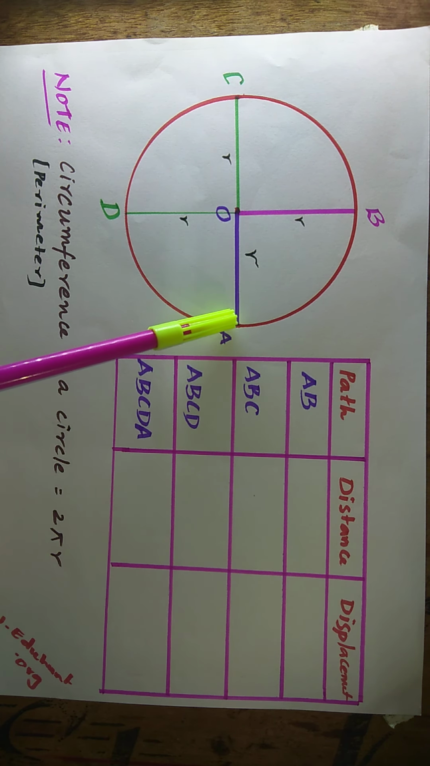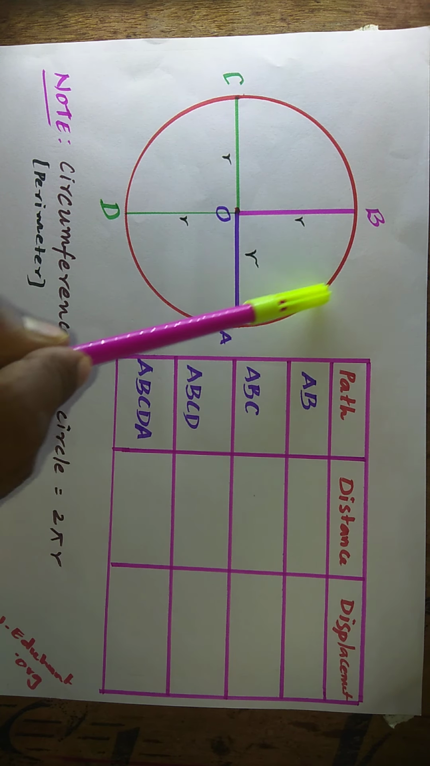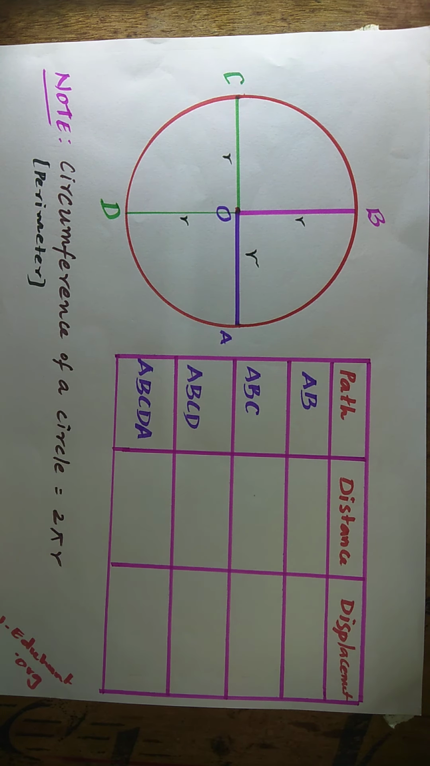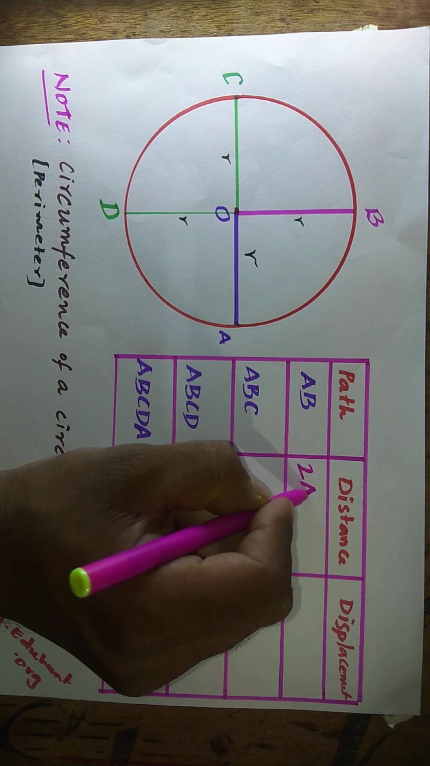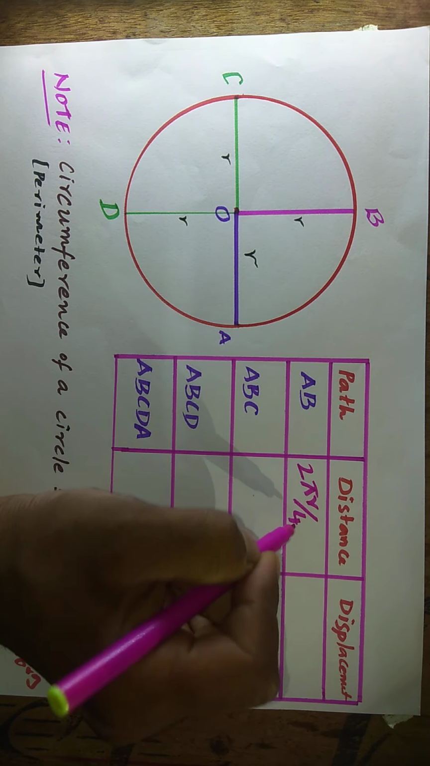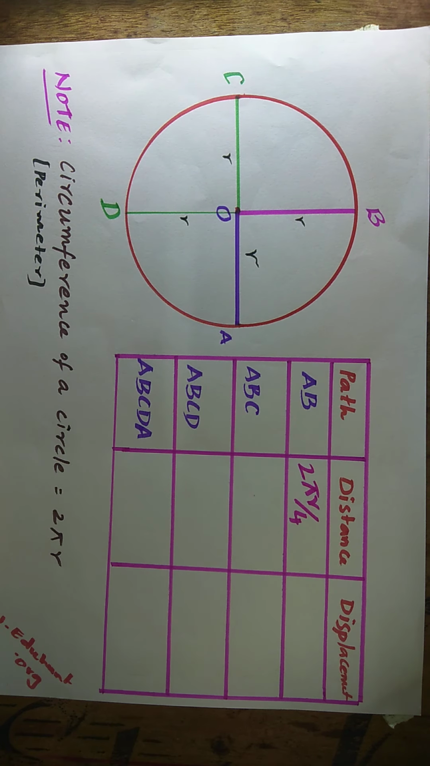If a person is moving from A to B along the circular path, what is his distance and what is his displacement? So, his distance will be 1/4 of the circumference. Distance will be 1/4 of the circumference, which is 2 pi r by 4, that is pi r by 2.